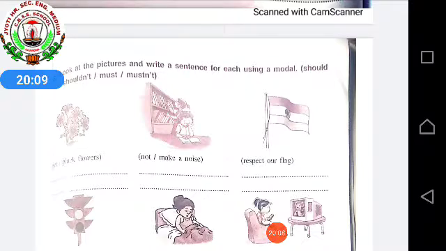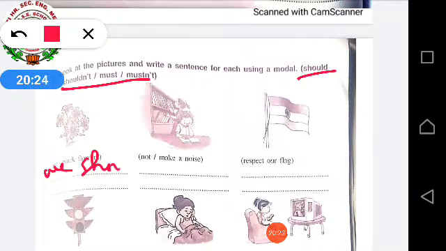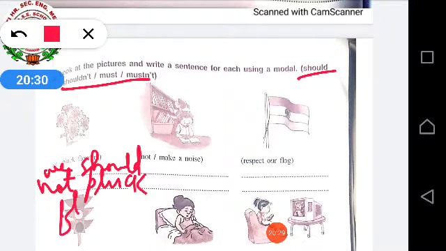Like the first picture, it is not and pluck flowers. So we should not pluck flowers, like that. These all models we have to use, and already they have given not pluck flowers. So it will be we should not pluck flowers, full stop. We should not pluck flowers, full stop.